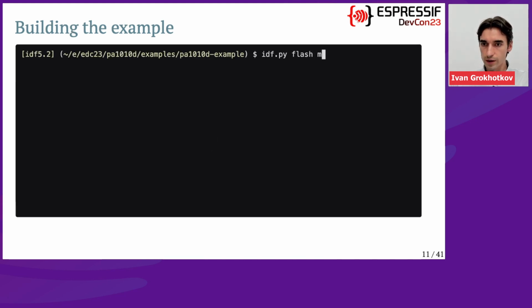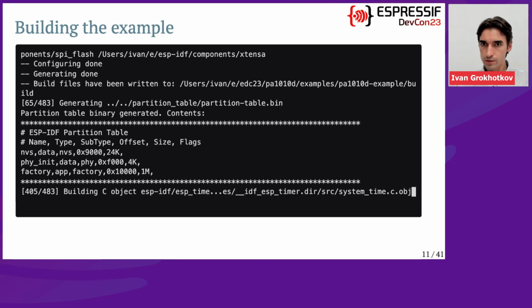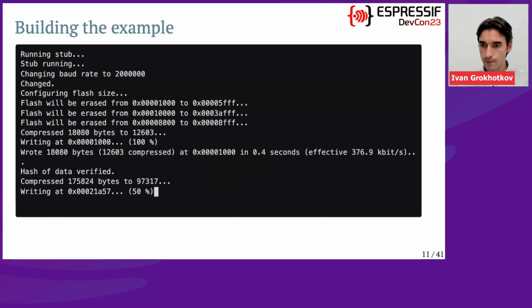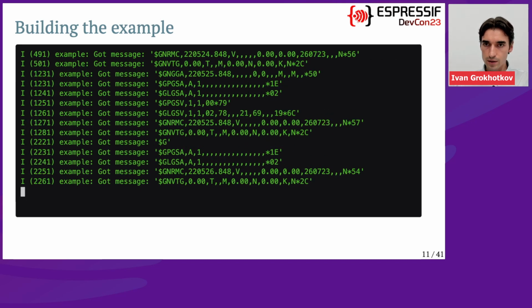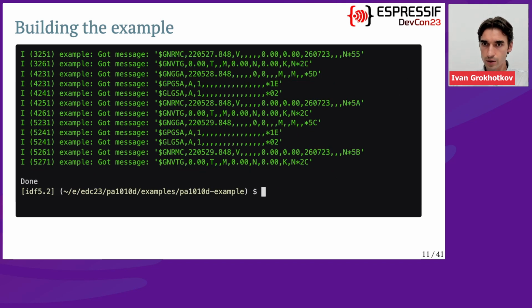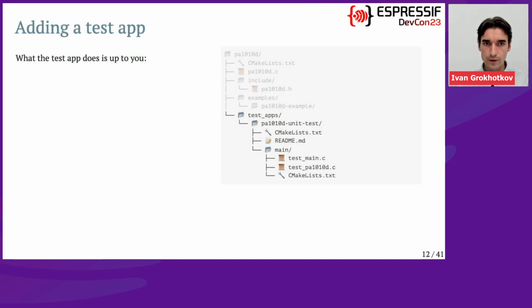We are going to run idf.py flash monitor, so the example should be built pretty quickly and then flashed to the device. And as we see, the example runs and it's printing some GPS messages that are obtained from the GPS unit, so everything seems to be good. All right, we have added the example. The example works. Now we can take a look at the test application.